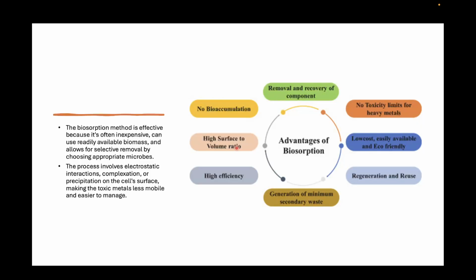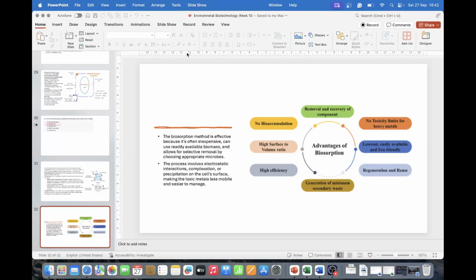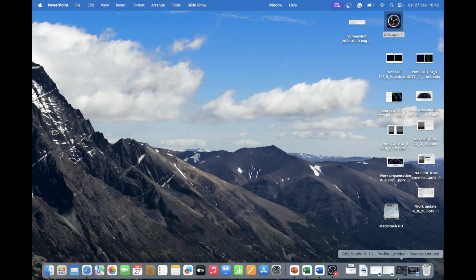I hope it is clear to the students why biosorption is the best method, or easiest method, simplest method for removing heavy metal toxicity. I hope it is. And so with this, we have come to the end of this problem solving session. I will end my slideshow and come back to the call again.